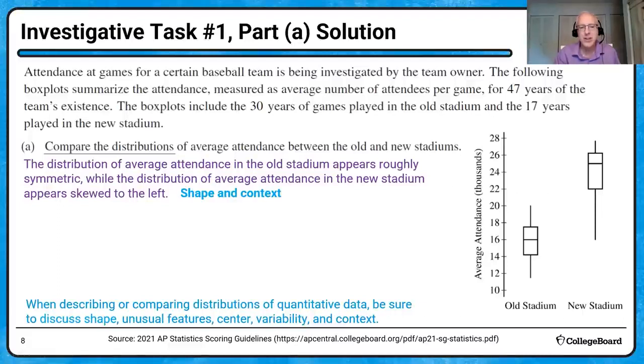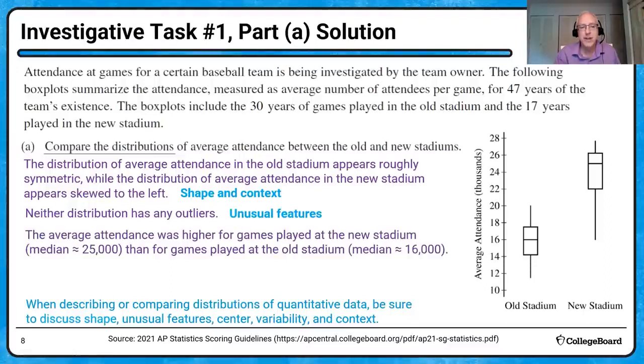Next, having covered the shape and a little bit of context there because we talked about average attendance, we'll move to the unusual features. Neither of those distributions has any outliers. If they did, we would see some sort of asterisk or other symbol on the box plots past the whiskers. So we've covered unusual features.